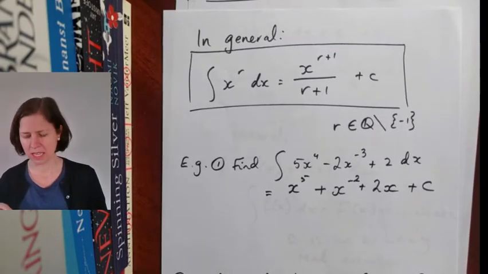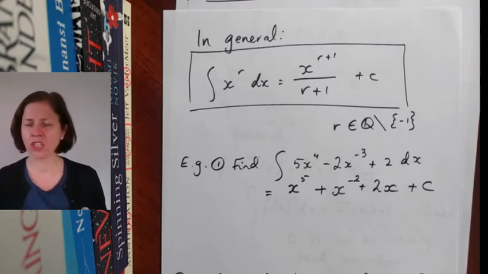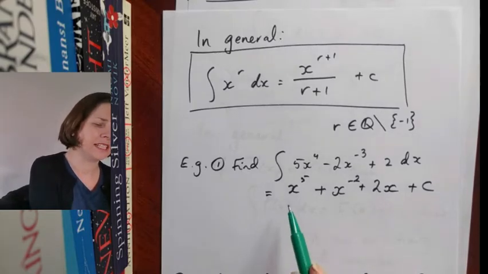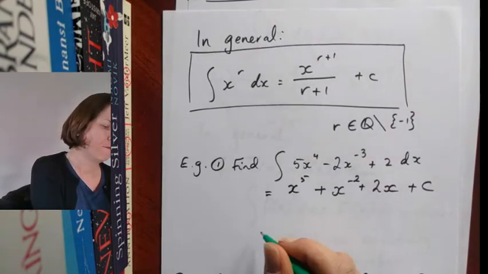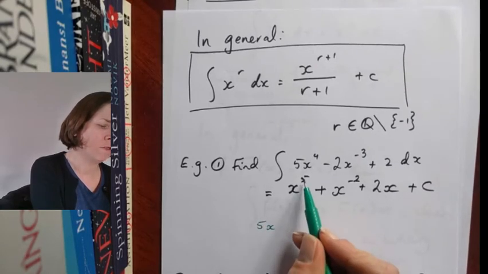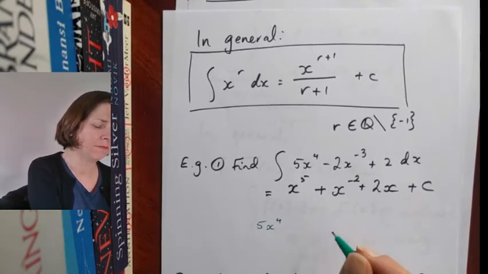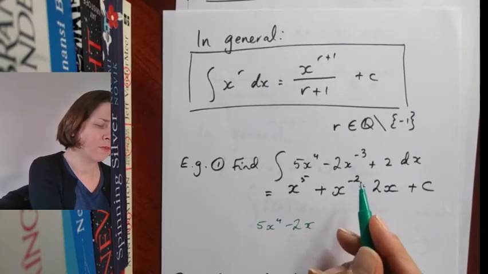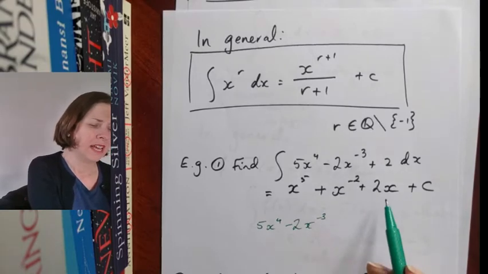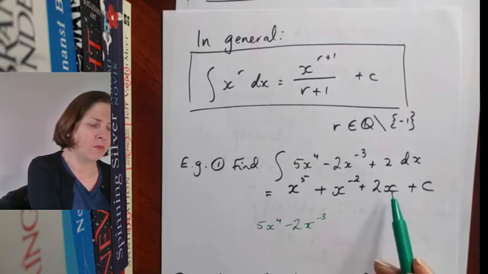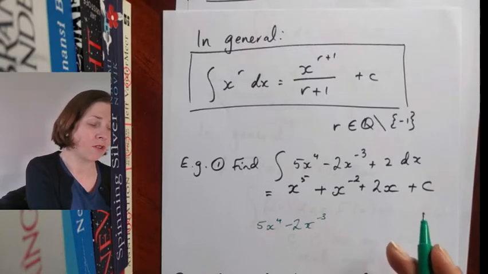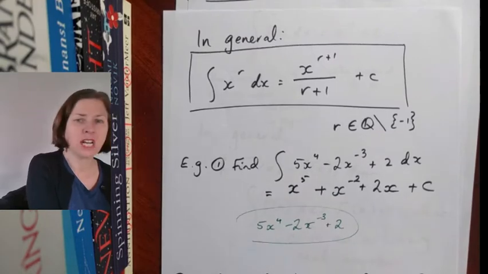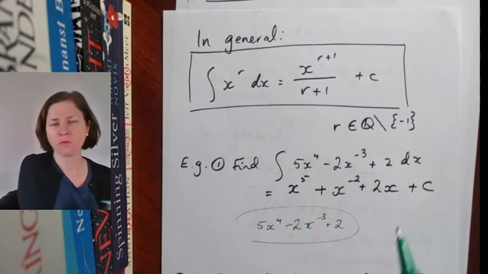Now, I want to check this just quickly using the knowledge that I have of differentiation. If I differentiated this equation, I would get 5 times x to the power of, subtract 1 from the power, that's 4. Then negative 2 times x to the power of, subtract 1 from the power, that's negative 3. Plus 2 times, well, x, subtract 1 from the power gives me 0, so that's just plus 2. And then the plus c becomes nothing. So I've done a quick check that yes, this matches what I started with.